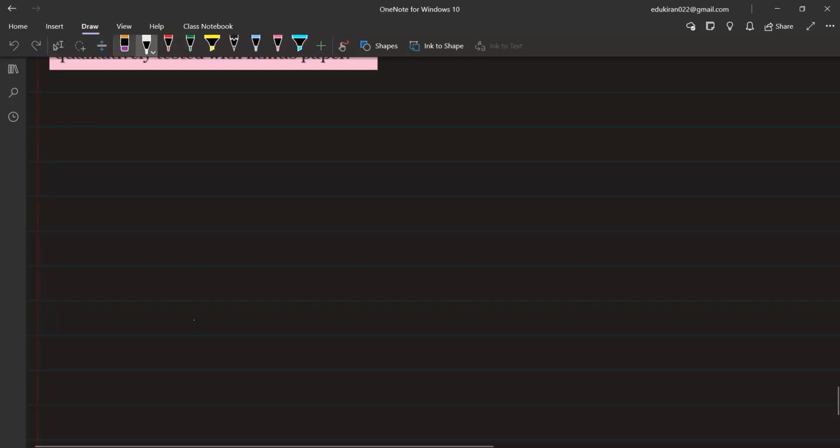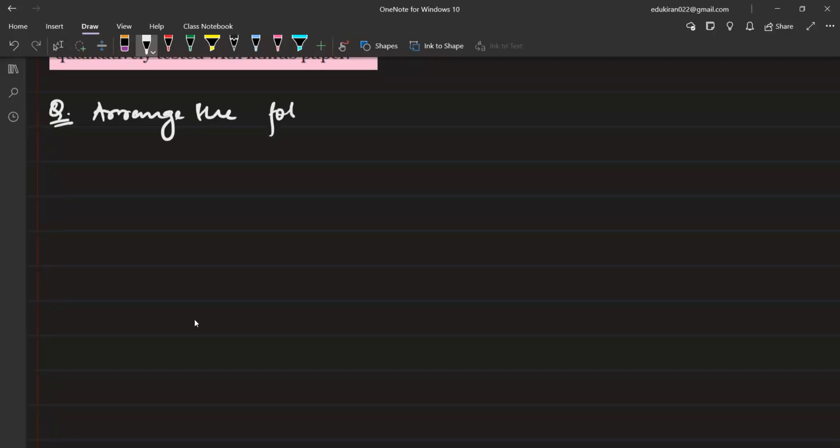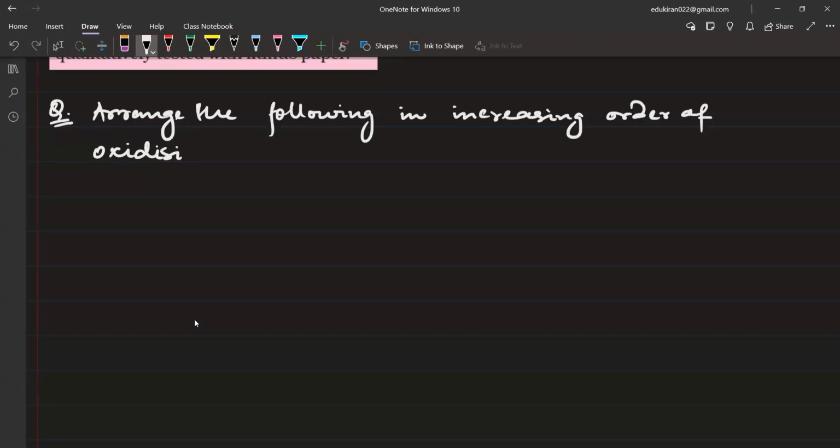We'll also see a question in your NCERT that talks about oxidizing property. Okay, so please write the question. Arrange the following in increasing order of oxidizing property. Although this is a portion of the chapter redox reactions, here we can take a small glimpse, a bit of a trailer: fluorine, chlorine, oxygen, and you have nitrogen.